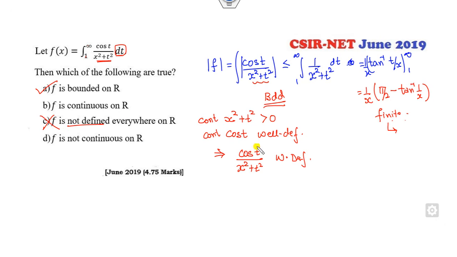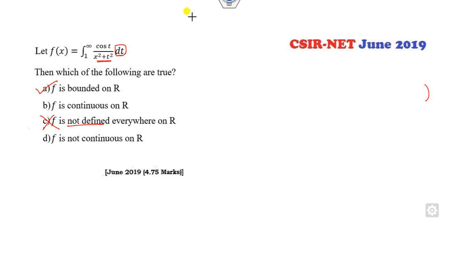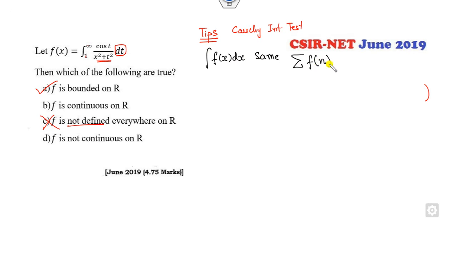How can you prove it's continuous or discontinuous? How can you prove continuity? I can simply use this Cauchy integral test. What is the Cauchy integral test? The integration of f(x) over dx behaves the same as the series of f(x) or f(n). Whatever the nature of this series, the nature of the integration will always be the same.